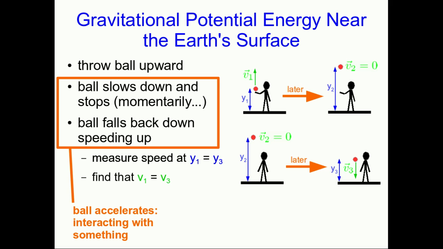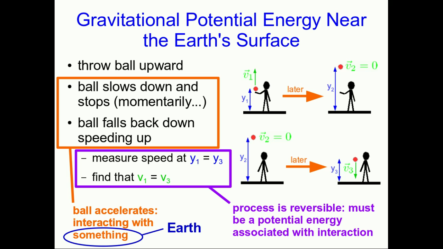You can do experiments in vacuum, and this all happens the same way, so it's not interacting with the air. In fact, it's not touching anything, so this must be a long-range interaction. And it works the same way everywhere on Earth, so clearly the thing it's interacting with is the Earth. Also, this fact that it's at the same speed whenever it's at the same height says that this is a reversible process.